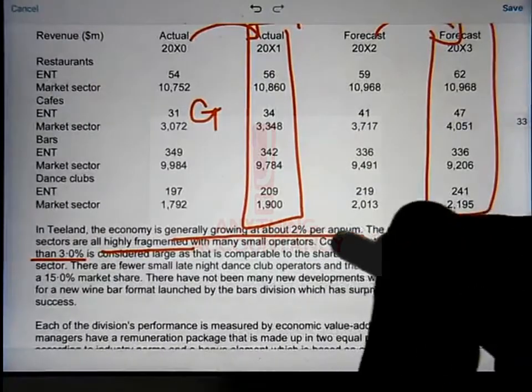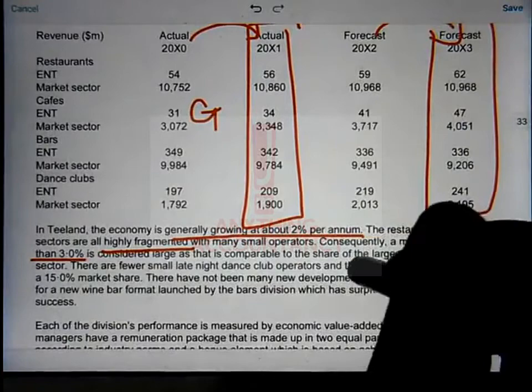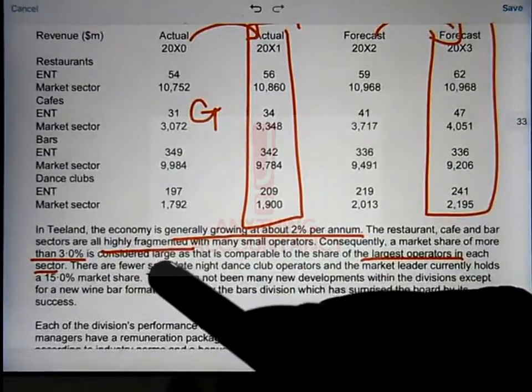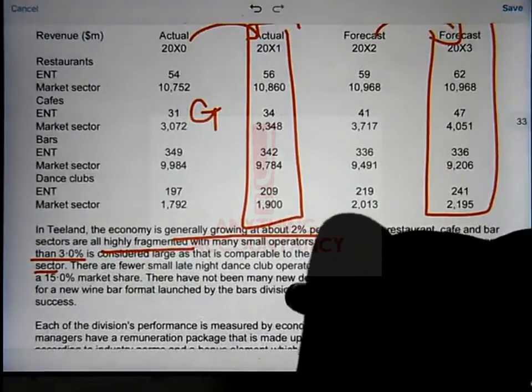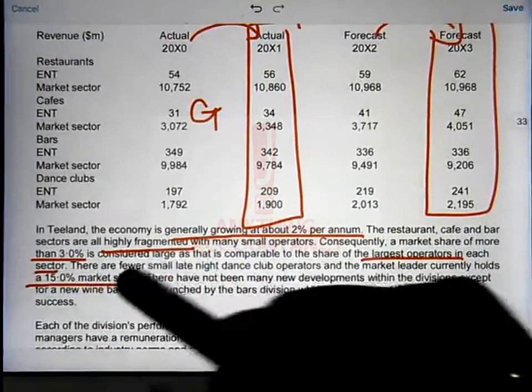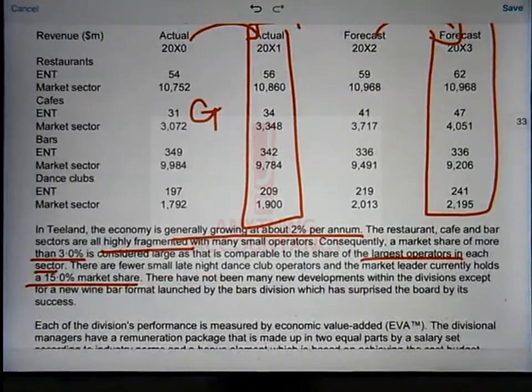A share is considered large if it is comparable to the share of the largest operator in the sector. So that means you become market leader if you pass 3%. Got it? Okay. There are fewer small late night dance clubs. The market leader currently holds 15%. Okay, that's the market leader. So notice they're mentioning the market leader. All right.